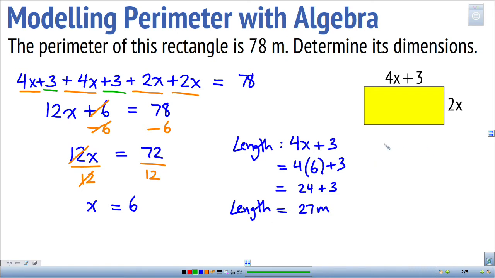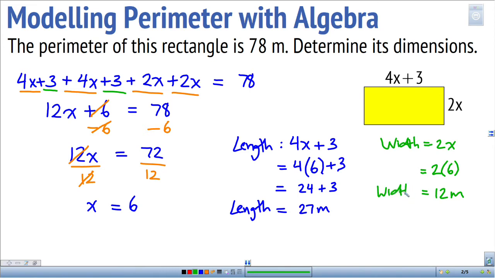Let's look at the width. The width here is 2x. Well, I know what x is, right? x is 6, so I'm going to replace that x with 6. So 2 times 6 is 12 meters.